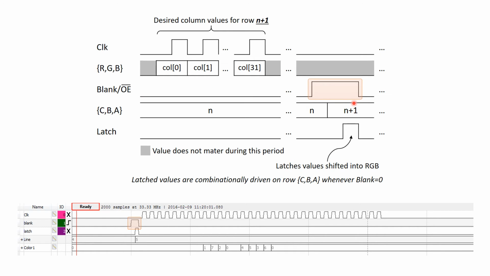And then while the display is briefly blank or turned off, we do two things. One, we move to the next row, so we update the C, B, and A values to move to the next row that we want to display the values we shifted in on. And then once we've done this, we assert our latch signal so that we take the values we shifted in from the shift registers and put them into our latches.